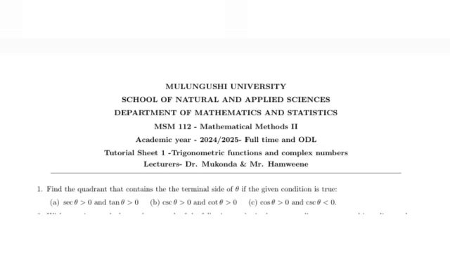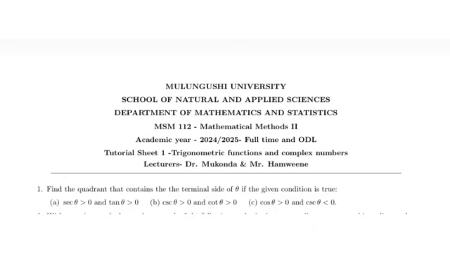Okay. So the first question is saying: find the quadrant that contains the terminal side of theta if the given condition is true. So those given conditions, which are those? Those are the given conditions, and they are defining these two, sec theta and cotangent theta.